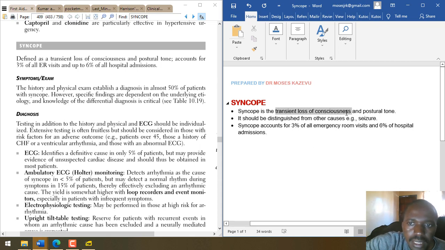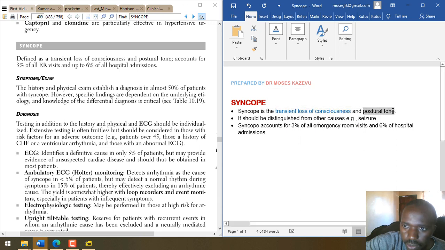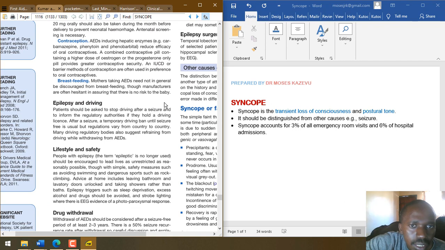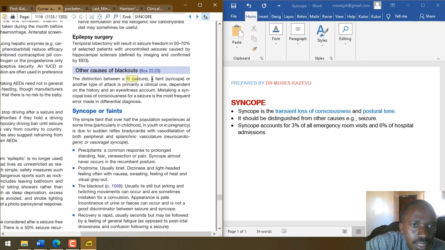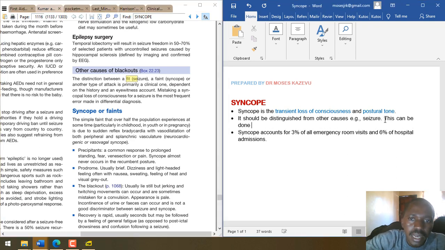So we can highlight this, the transient loss of consciousness and postural tone. So that's important for you to remember. What does Kumar and Clark actually say concerning this? So this should be distinguished from a fit, seizure, or other types of attack, depending on the history and eyewitness account. Okay, fine. So this can be done with a carefully taken history, history and physical examination.